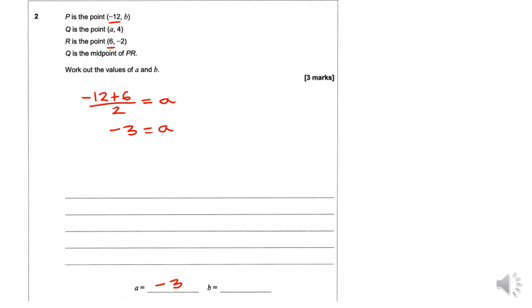The next one's a little bit more complicated because for the average we've got B add negative 2, which is just the same as taking away 2. You halve it and you end up with 4. Going to multiply up by 2 to leave B minus 2 equals 8. Going to add the 2 on and B equals 10. Lovely.